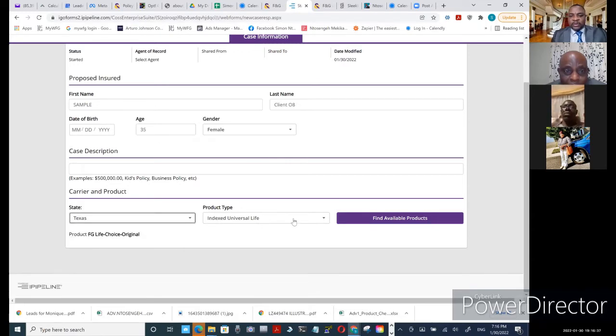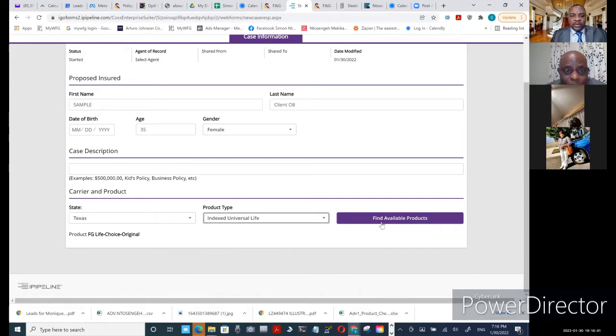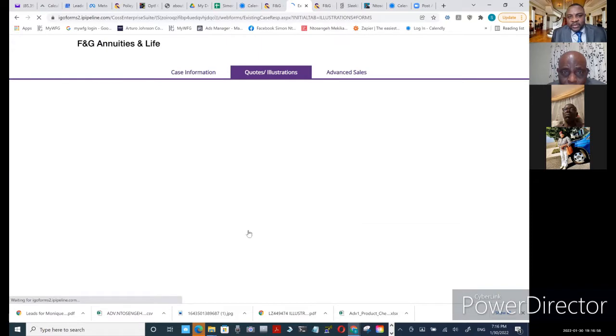And then we choose index universal life. You could put in the date of birth and all the other stuff, but we're doing this for illustration purposes. So find product, and we will get to the Pathsetter, which is one of our best products that we use for IUL, index universal life.